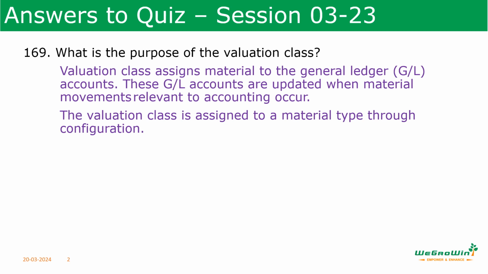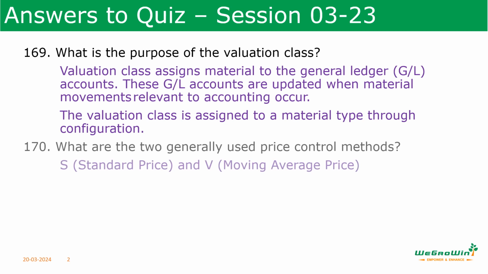Also, please take note, the finance team, accounting team will take the inventory based on this valuation class definitions, like what is the raw material stock or finished good stock, all those things they will take based on this valuation class. What are the two generally used price control methods? That is the standard price and moving average price. Standard price is a fixed price. Moving average price will vary according to the movement of materials.